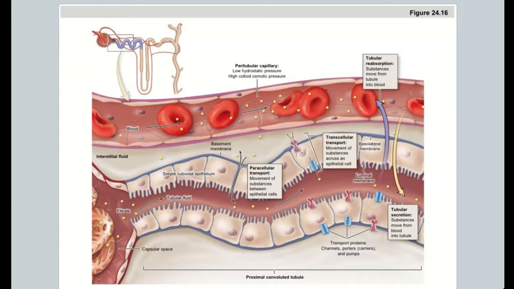So that's that. The average volume of urine is between 1 to 2 liters, and it will be more the more water you drink, and less the less water you drink. But on average, it should be between 1 to 2 liters.